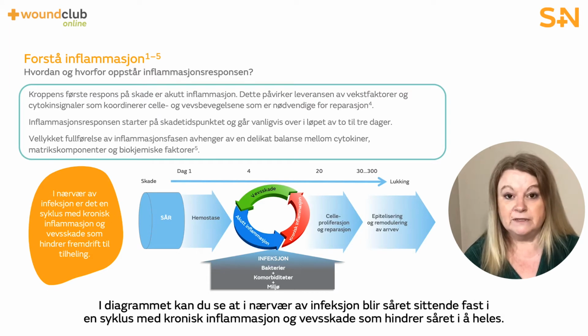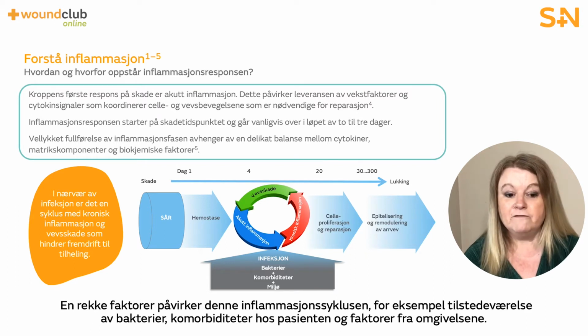In the diagram, you can see that in the presence of infection, the wound gets stuck in a cycle of chronic inflammation and tissue damage, which prevents the wound from healing. A variety of factors influence this cycle of inflammation, for example, the presence of bacteria, patient comorbidities, and factors from the environment.